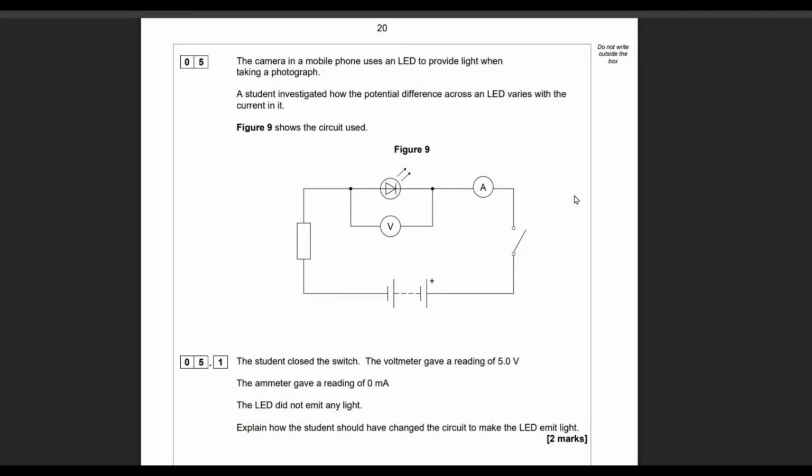Press pause on the video where you have a think. You could write your answer down if you want, or you could just think about what 2 things could be the reason why this does not light up when the switch is closed.